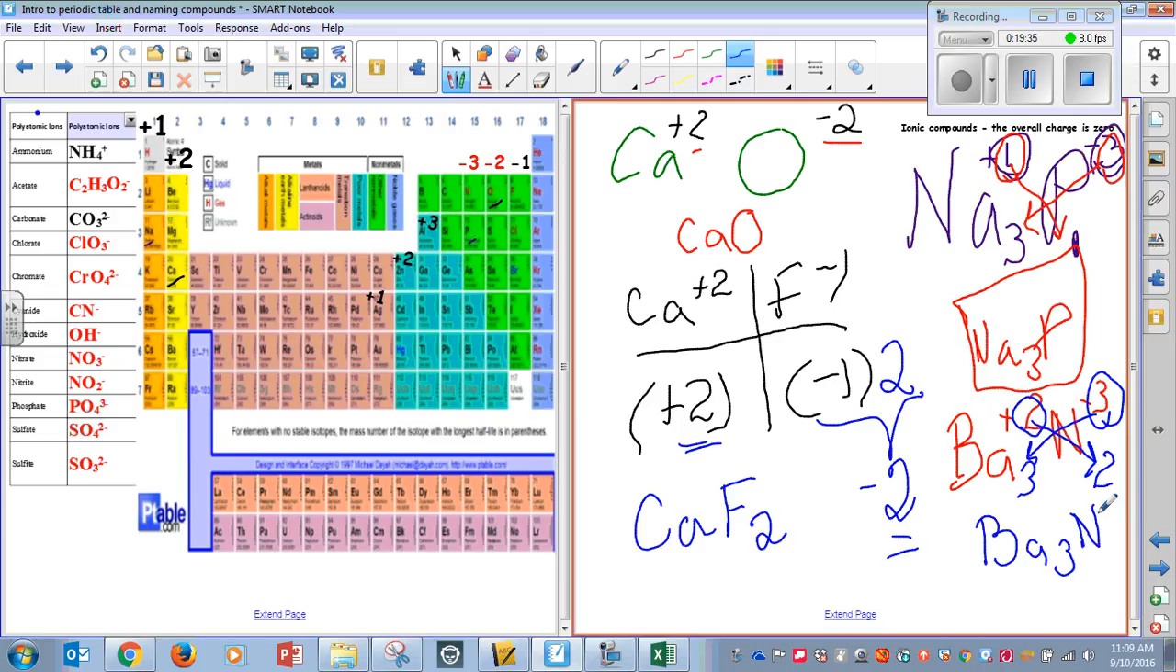Ba3N2. So what have I done here? If I have 3 +2 charges, 3 times 2 is a +6. And if I have 2 -3 charges, 2 times -3 is a -6. And so since my positive and negative charge is equal, I know that I've written the correct chemical formula.